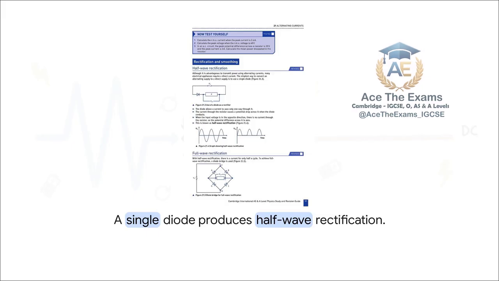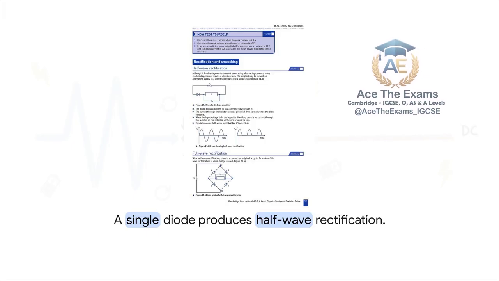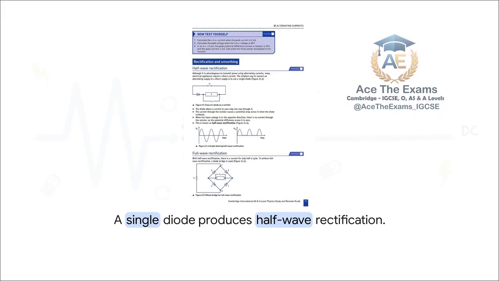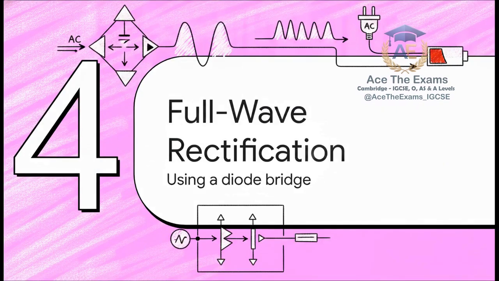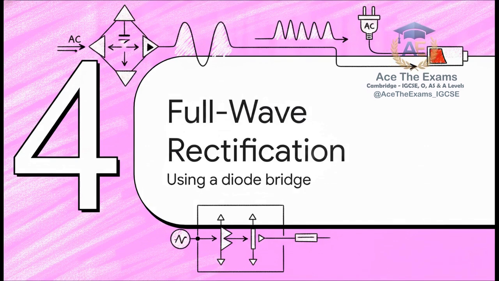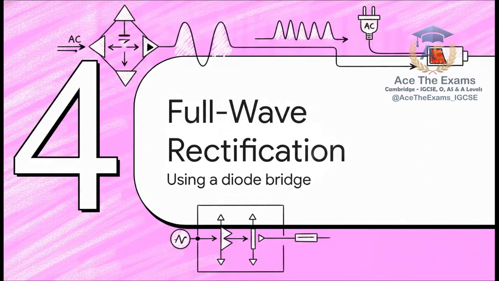Look at the graph below. We've successfully stopped the current from reversing, but we basically chopped the wave in half. This is half-wave rectification. Section 4, full-wave rectification. Let's look at a much more elegant solution and a much more complex exam question.